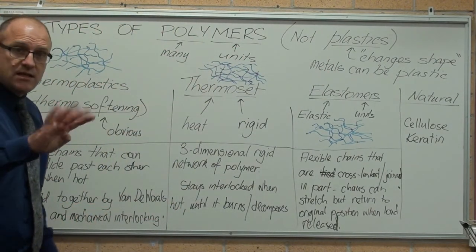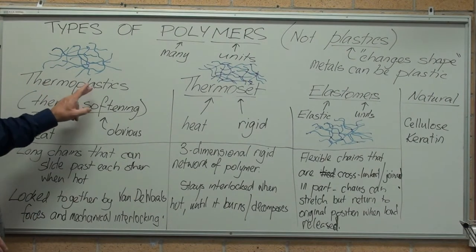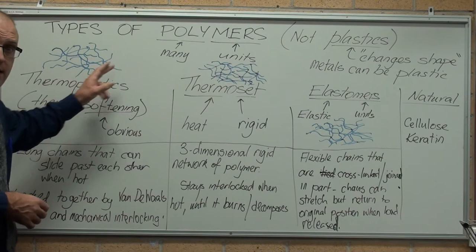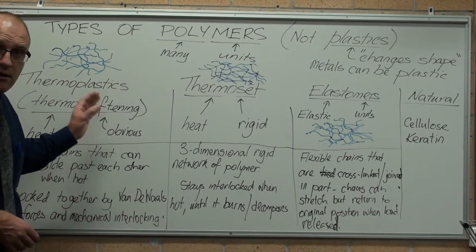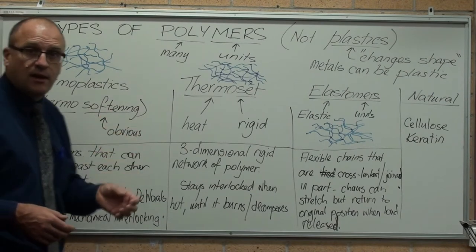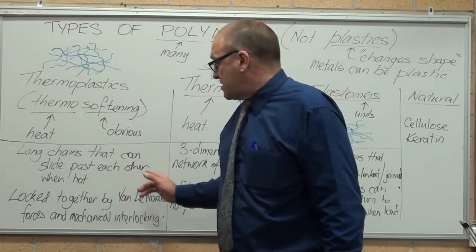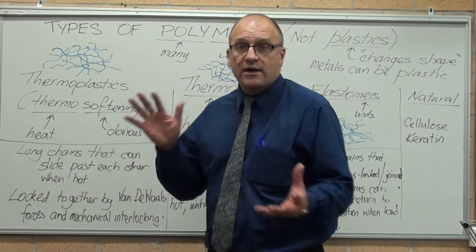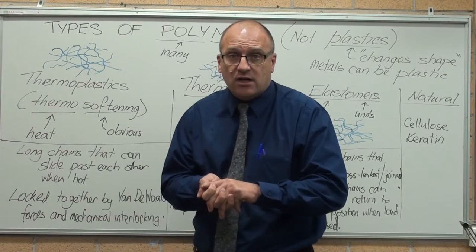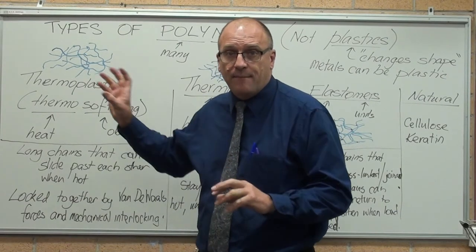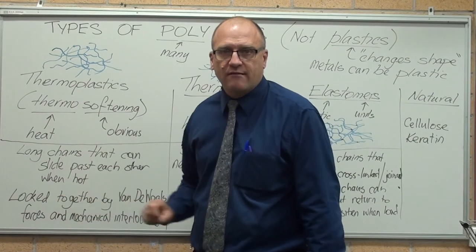Four main categories: thermoplastics. Thermo heat, plastic changes shape. When you heat it up, it changes shape, also known as thermosoftening. Heat it up, it softens. They are made of long chains that slide past each other when they're heated. When you cool it down, they're locked together by mechanical interlocking and van der Waals forces. So you heat them up, they change shape. Cool them down, they're rigid.